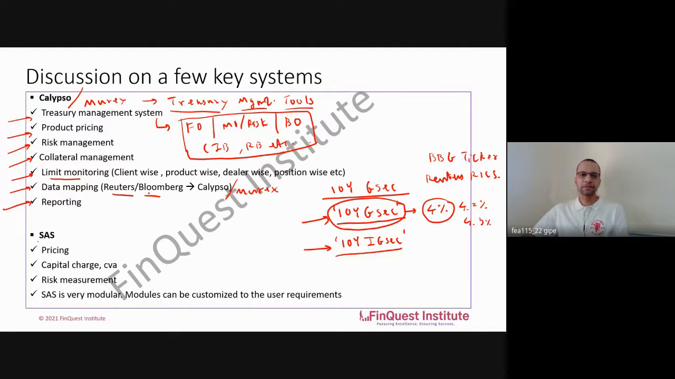Next, you have SAS. Again, I would say it's a very handy system, but a very expensive one, because you have to purchase this system from the company SAS, and then you can use it. A few things which SAS provides as well: you can do pricing, and you can do regulatory capital work like capital charge, CVA, etc. Then risk management, so maybe value at risk, duration, etc. All of these measurements can be done.